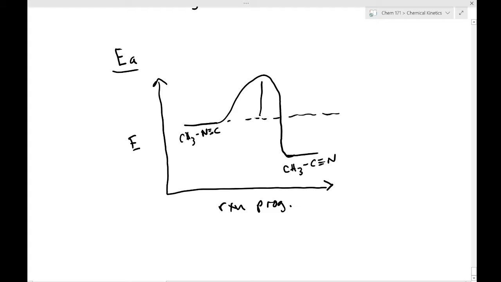Okay, this is Ea. This is the delta H for the reaction. So the delta H for the reaction is negative. This is a favorable reaction. But again, we have to overcome that activation energy barrier.